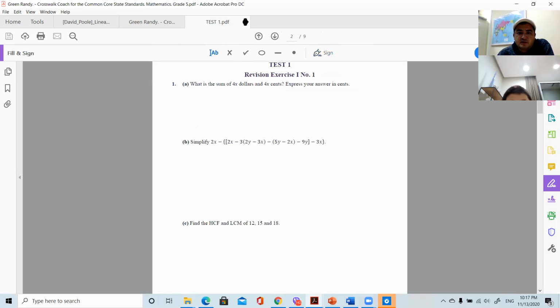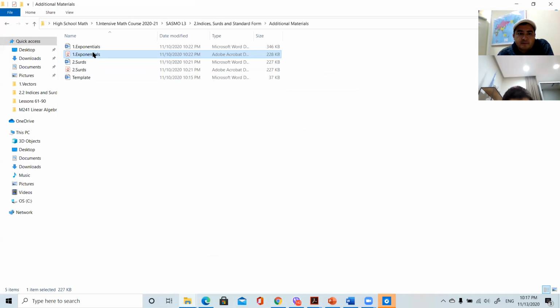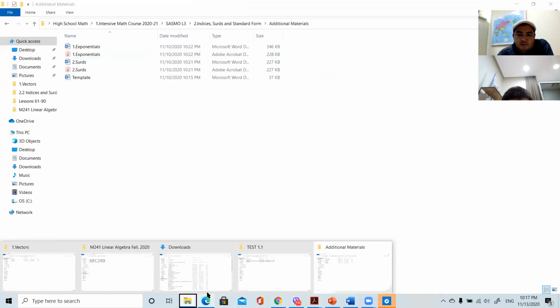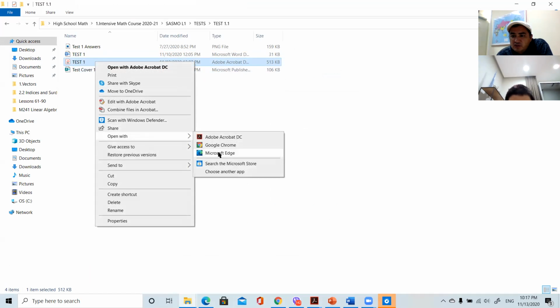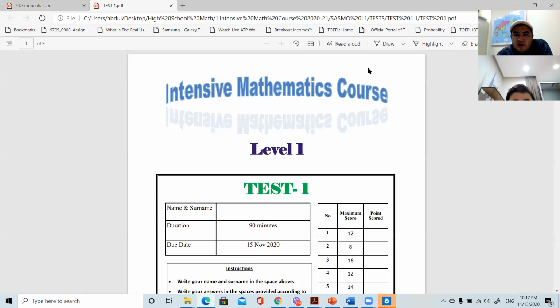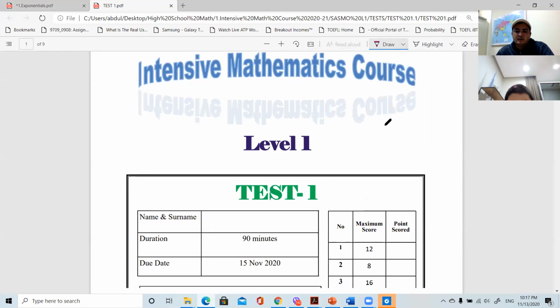Okay, just give me a minute. Ibrahim, do you ever use this Microsoft Edge? Yes, I use Microsoft Edge. If you open it, you can write on it. Look, I choose the pencil, for example, any color. For example, this one. And then I can do this.